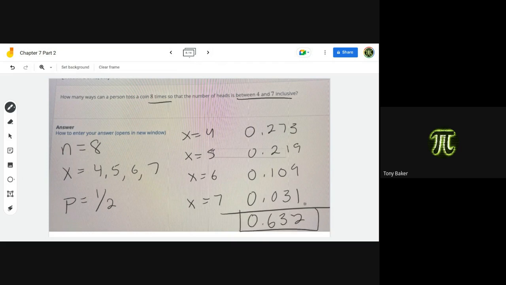So that's the probability of getting the number of heads between 4 and 7 inclusively. They wanted you to do this by listing out all the possibilities and counting how many of them there were. So could I put that answer in and it should be correct? It should be correct, yeah.